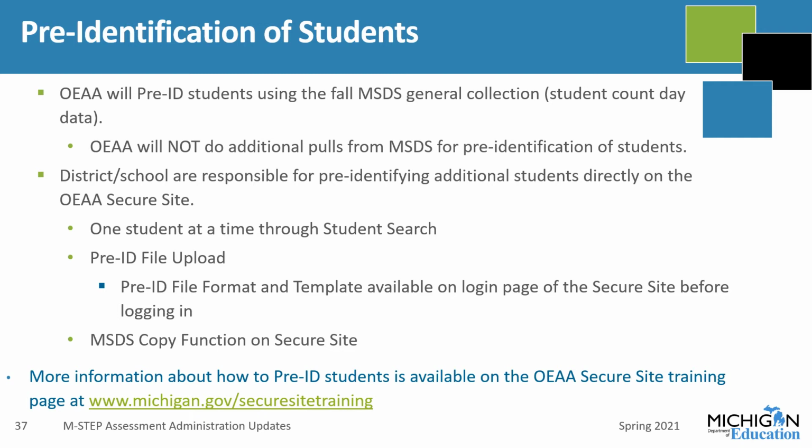Again, it's www.michigan.gov/securesitetraining. And I will suggest you may want to either memorize that web address or add it to your bookmarks in your browser. Again, it's helpful for pre-ID and for login information, but it has help documents for anything you need to do in the secure site.